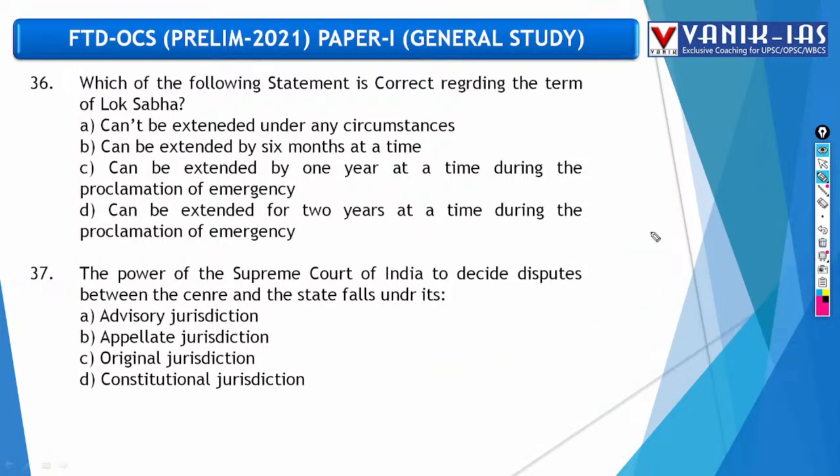Remember, according to the 38th Amendment Act, this national emergency was immune to judicial review. In 1975, in the 38th Amendment Act, it was said that the declaration of emergency is beyond judicial review. But judicial review is a basic structure of the Constitution under Article 13. So this was deleted in the 44th Amendment, 1978. So the national emergency can be challenged before the court.